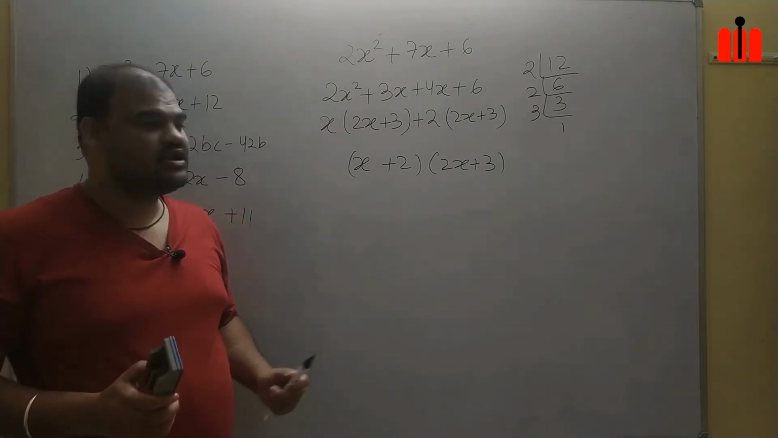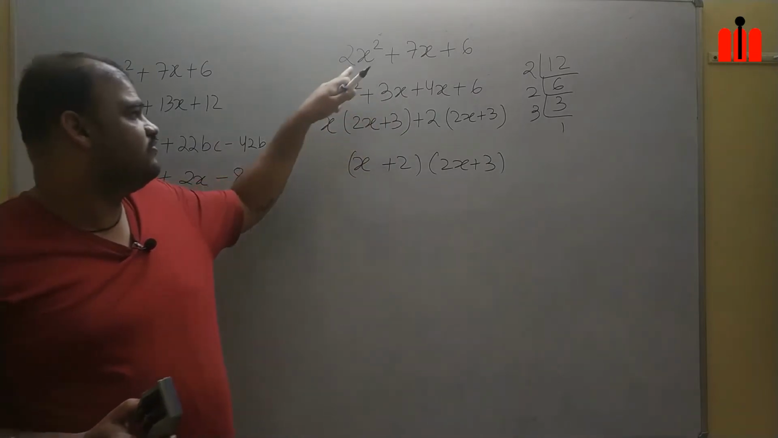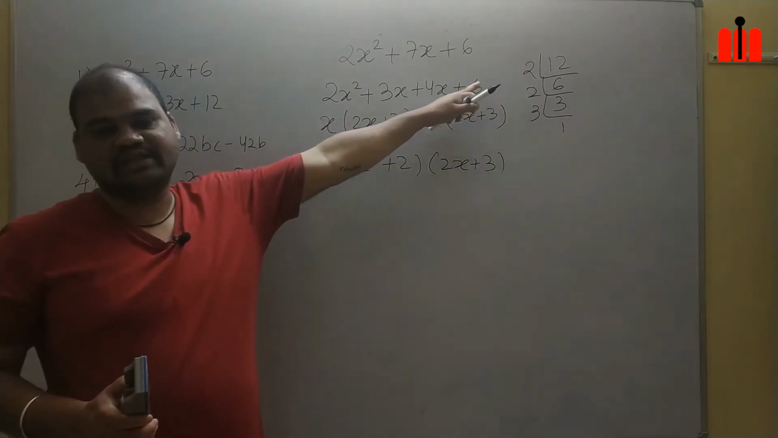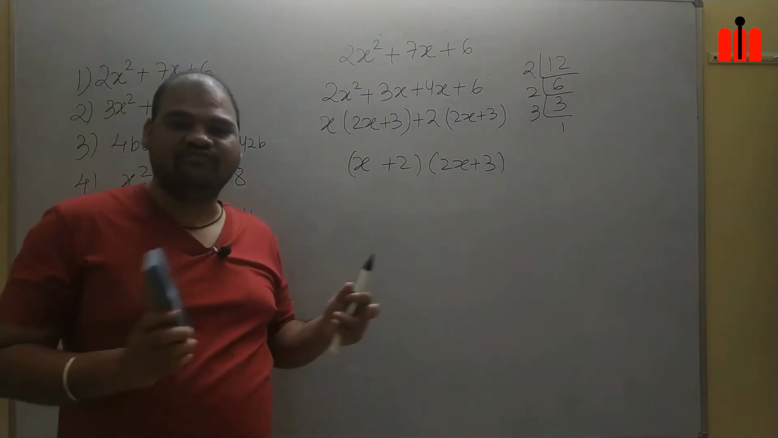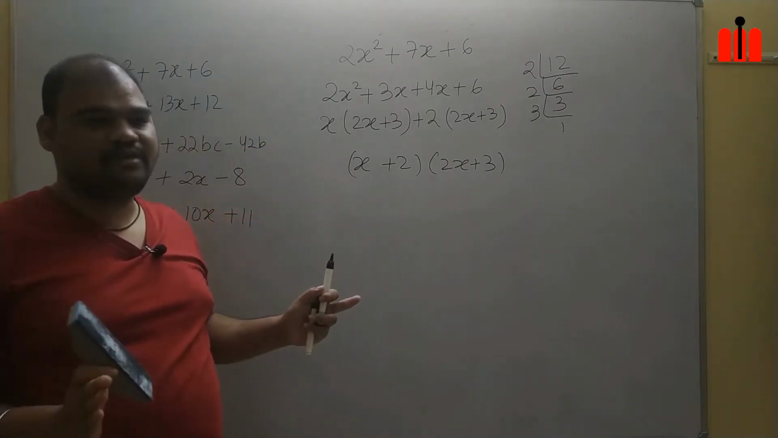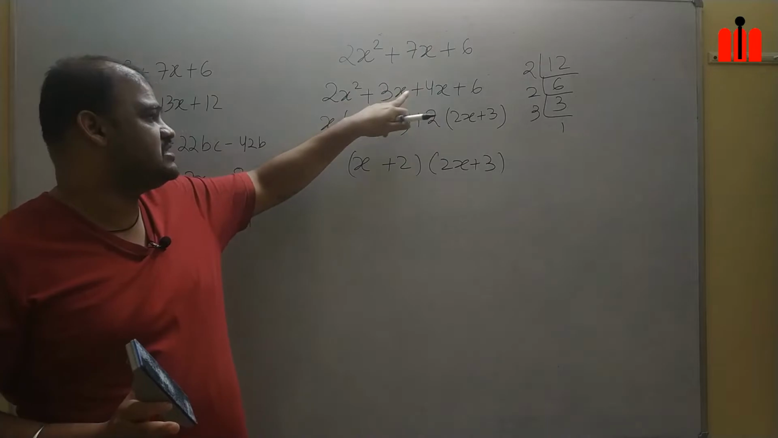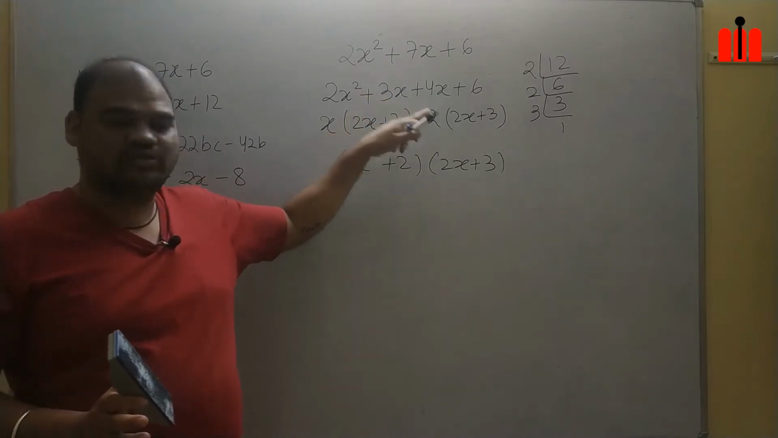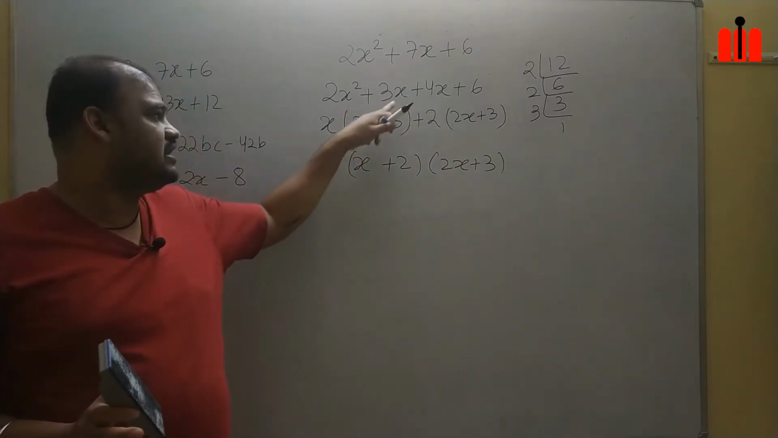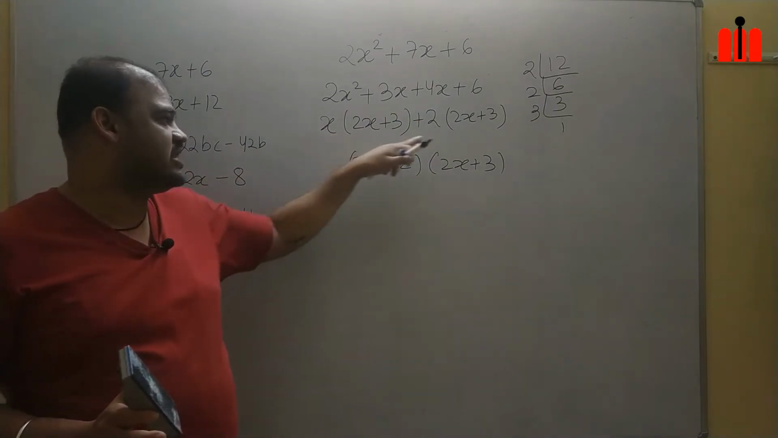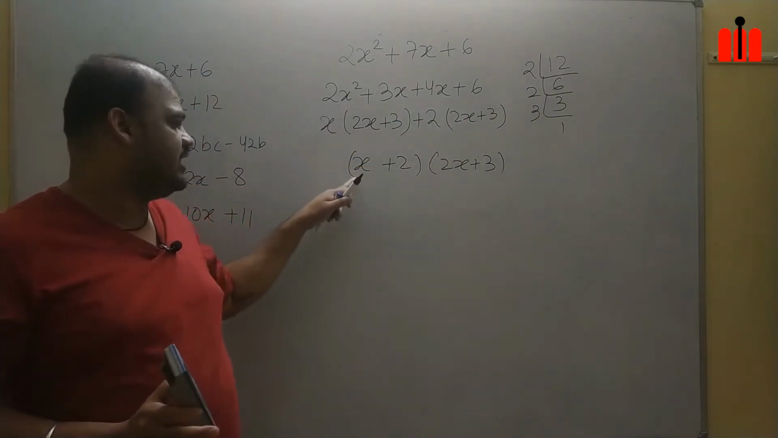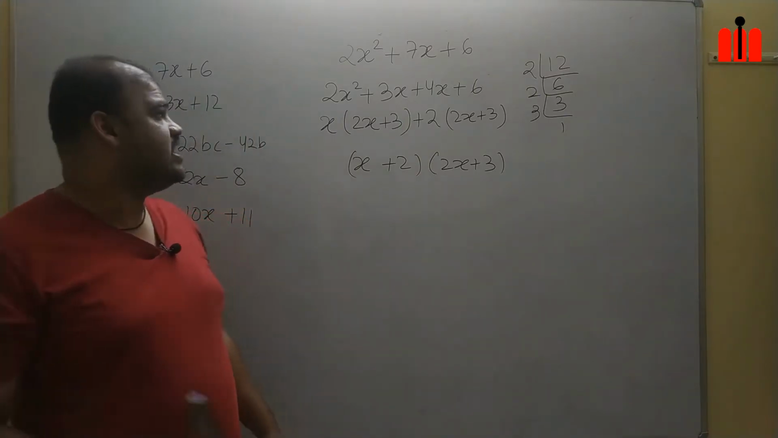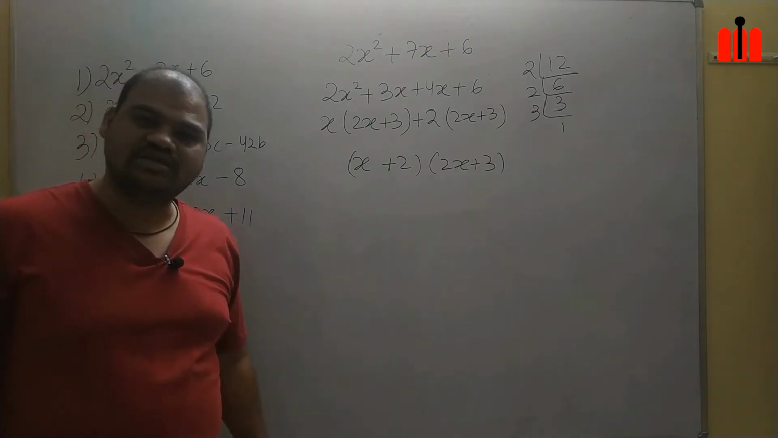Okay. Understood this one? Okay. So what we had done in this problem? We had seen that 2 into 6 is 12. So we took the factors of 12 and after that we got 3 and 4 as the factors of 12, and 7 can be made as 3 plus 4. So we wrote 7x as 3x plus 4x, and the middle term is split now. After that we took x common, from the second term 2 common, and at last we got it as (x plus 2) into (2x plus 3). So (x plus 2)(2x plus 3) is the factorization of 2x square plus 7x plus 6.